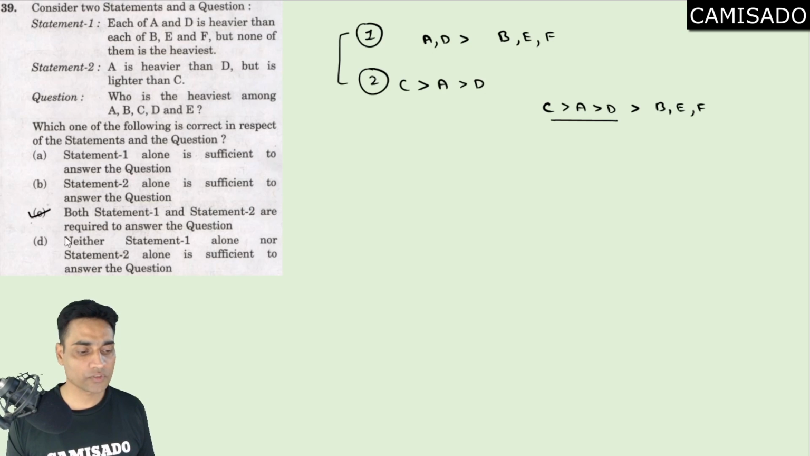The option that says neither statement 1 alone nor statement 2 alone is sufficient to answer the question is also right. These are 2 forms of saying the same thing. Neither statement 1 alone nor statement 2 alone is sufficient to answer the question. Fine. So both are correct.